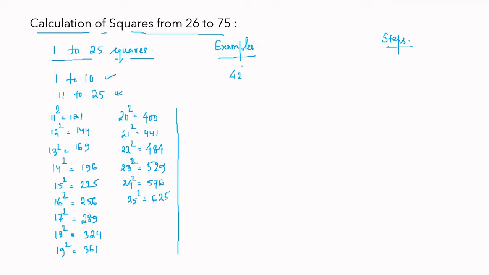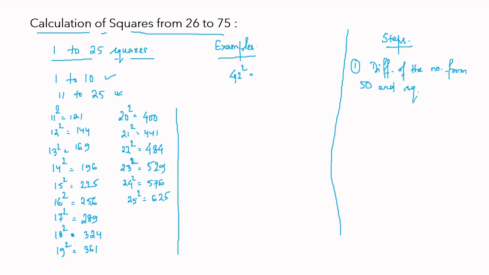Now the first step that you need to do in this is you need to see the difference of the number from 50 and you have to square it. In this, the difference of 42 from 50 is 8. We have to square it after that. 8 square will give you 64.